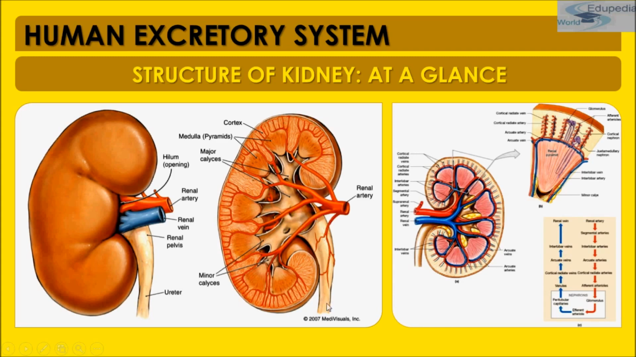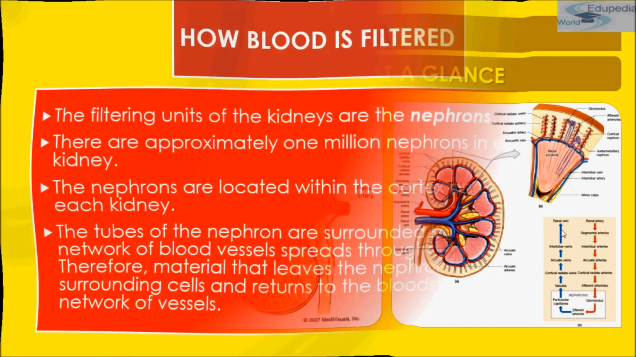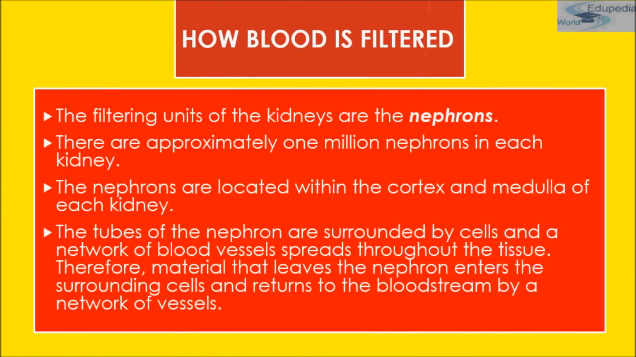Finally the urine moves into the ureter. This is how it takes place: from a renal artery, a segmental artery like this, it goes on to the renal vein. So this is how blood is filtered.